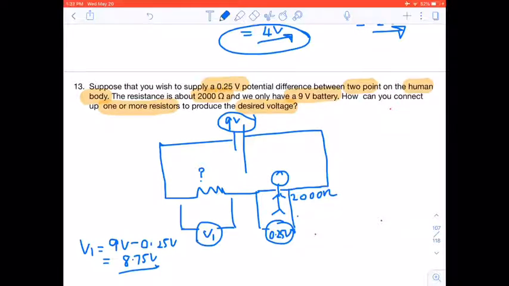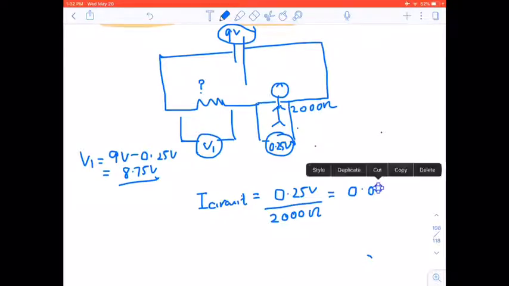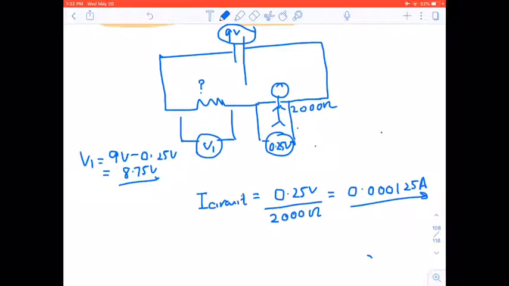So if we want to know the current I in the circuit, the voltage across the body is 0.25 volts, and it has a resistance of 2000 ohms, which then means that I is equal to 0.000125 amps, or 1.25 times 10 to the minus 4 amps. So that is the current that goes through the human body.